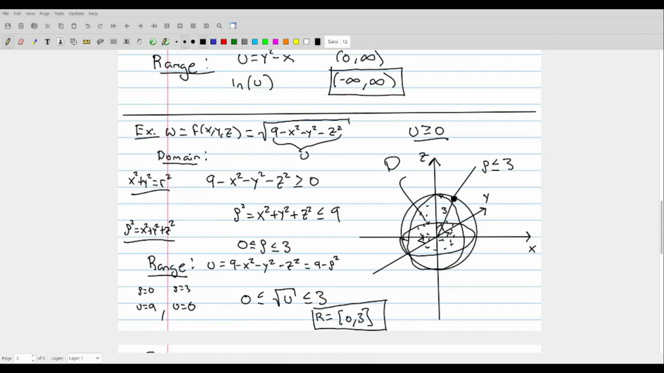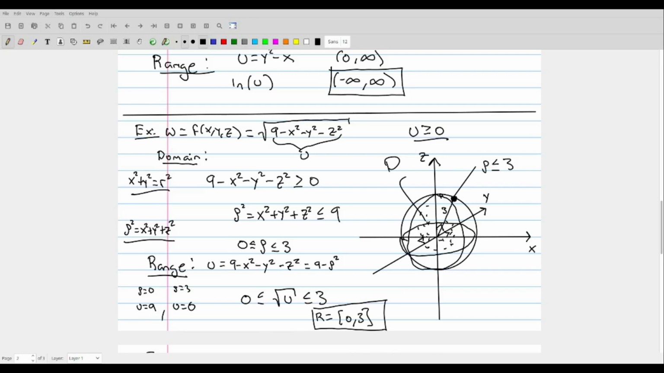So in this example, remember we have this function, and we showed that this function has a domain of all points where x squared plus y squared plus z squared is less than or equal to 9, or all points where the radius away from the origin is less than or equal to 3. And the range of this function we found to be the interval from 0 to 3. So the idea is that we want to plot this out and see what this looks like.